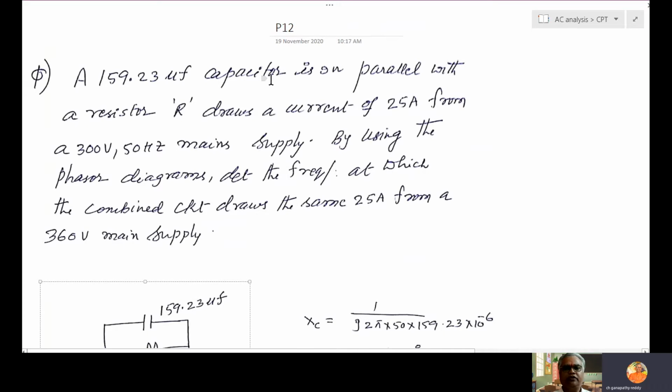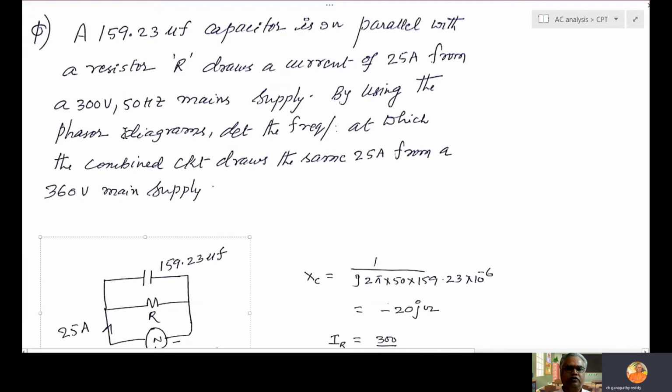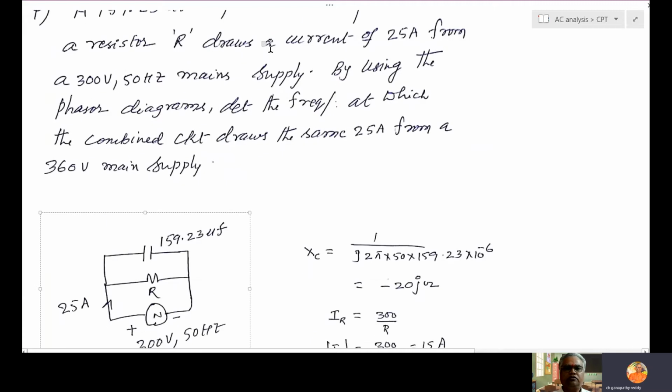A 159.23 microfarad capacitor is in parallel with a resistor R, and draws a current of 25 amps from a 300 volt, 50 Hz main supply. By using the phasor diagram, determine the frequency at which the combined circuit draws a current of 25 amps from the 360 volts main supply.